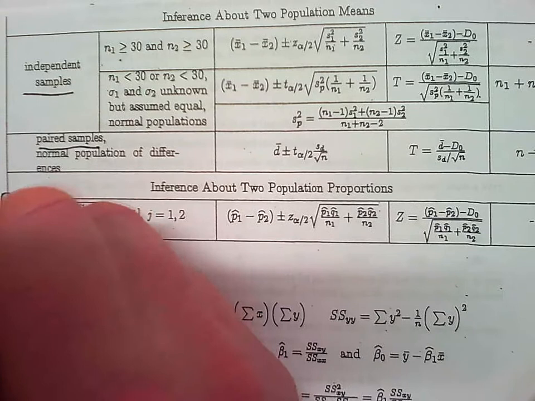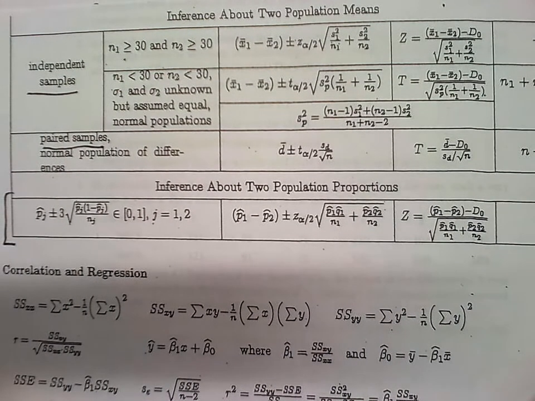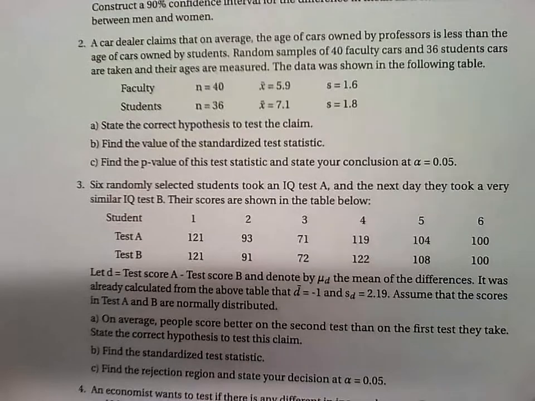Again, you really don't need to worry about proportions for two populations. We're not going to do an example of that here today, but we are going to continue with these examples right here. So let's carry on with example number 3.